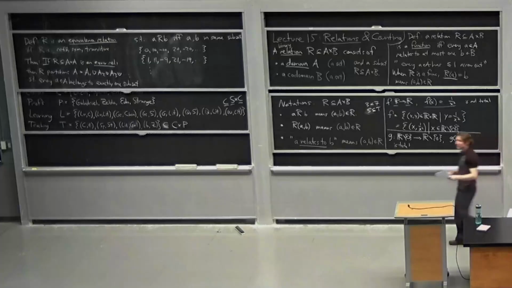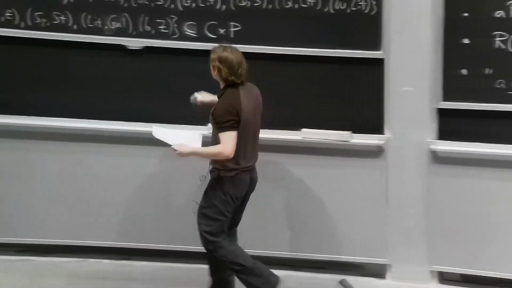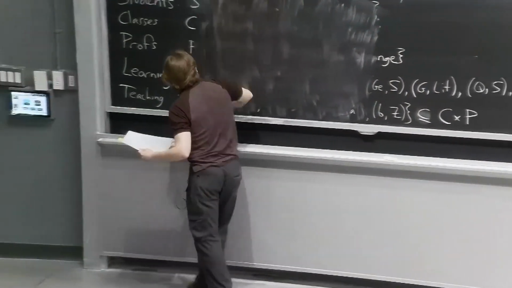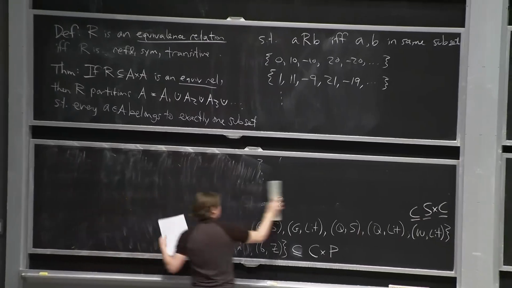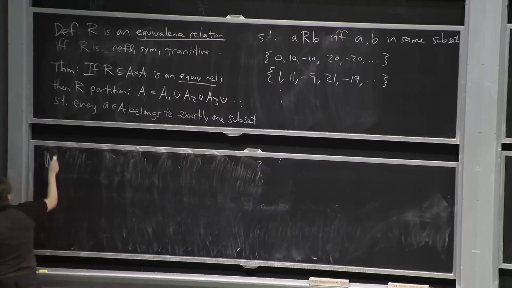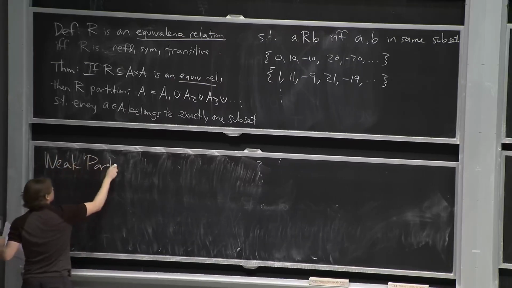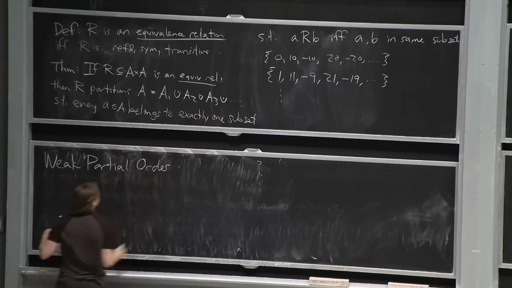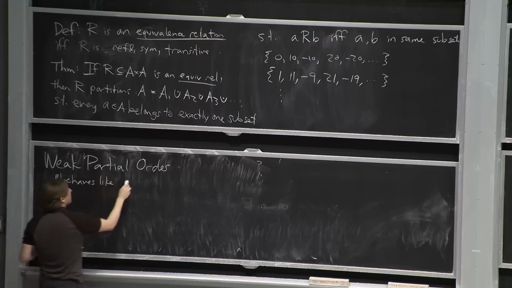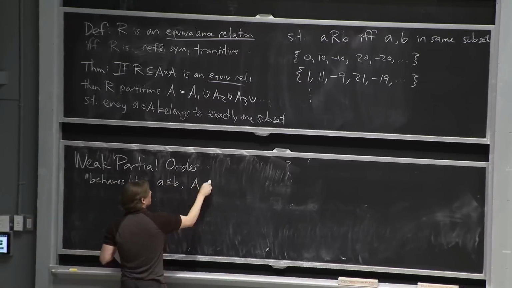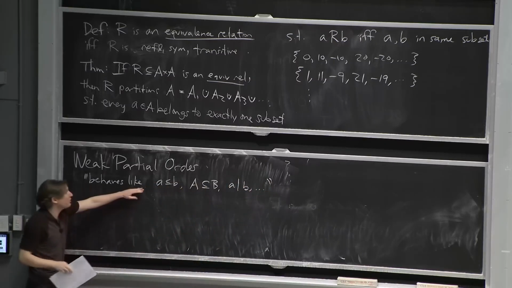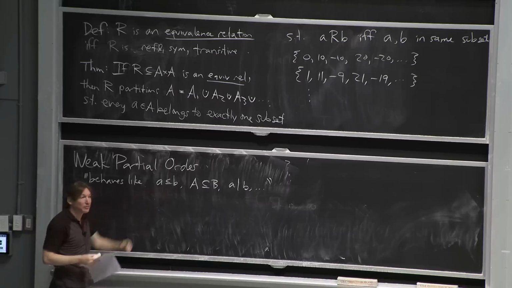And that commonality we're going to define as what are called weak partial orders. So weak partial order. Our goal is going to be behaves like A less than or equal B, A is a subset of B, A divides B, etc. So let's see if we can capture what these all have in common and prove something about them.